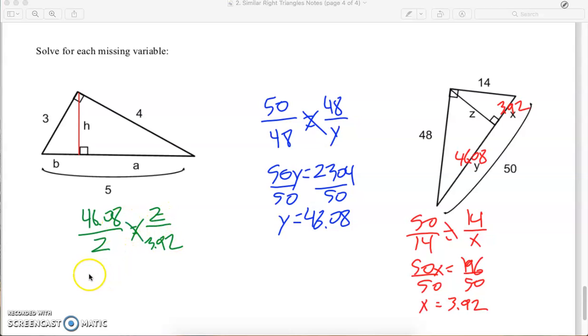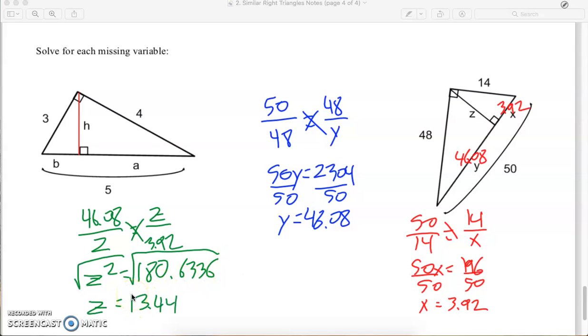So I cross multiply, z times z is z squared, and then 46.08 times 3.92 gives us this really weird decimal, 180.6336. Then you just take the square root of that to get z, and when you take the square root of that, you get 13.44 exactly. So that ends up being not so bad of an answer for our altitude. All right, so that's all for segment, altitude, altitude segment, and hypotenuse leg, leg segment.